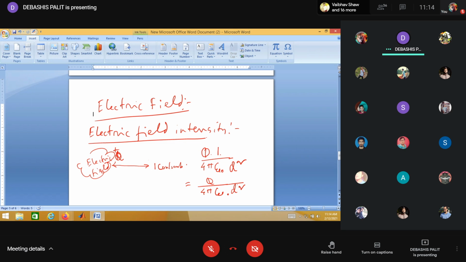So if you consider per unit charge, this is your force, that force is the force experienced on the unit positive charge. So if you consider the unit positive charge placed near an electric field, there is a force of repulsion. That repulsion force is Q into 1 divided by 4 pi epsilon 0 d square. So epsilon 0 is the absolute permittivity of the medium.